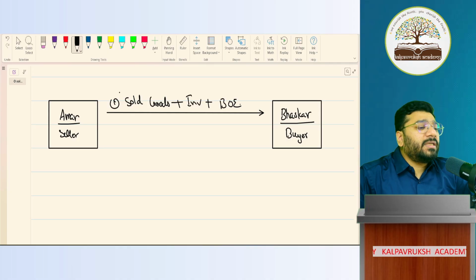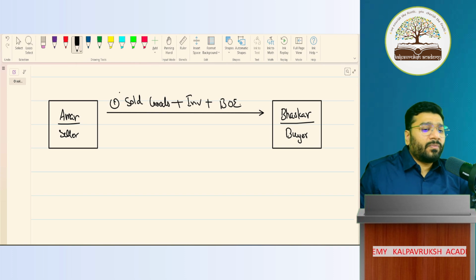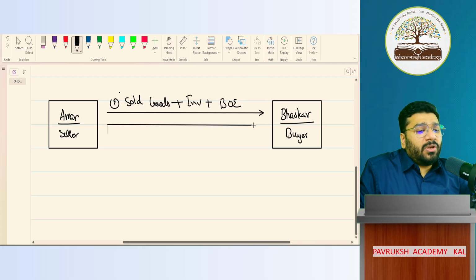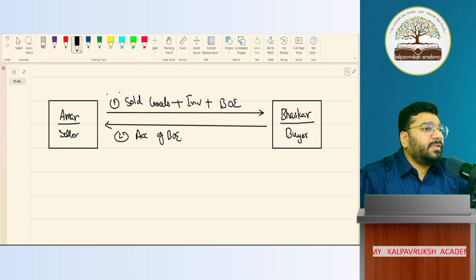Whatever the terms and conditions orally agreed by Amar and Bhaskar with regard to payment, all that is documented in the bill of exchange. There's a particular format in which they generally prepare the bill of exchange. Once Bhaskar receives the goods, invoice, and bill of exchange, what will he do next? He will do acceptance of the bill. So acceptance of bills of exchange. Okay. Then what happens next?